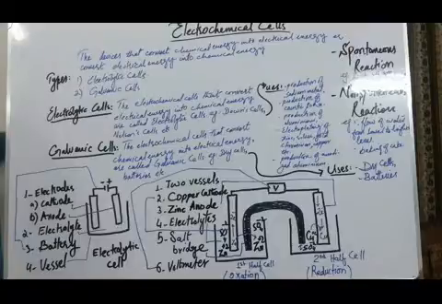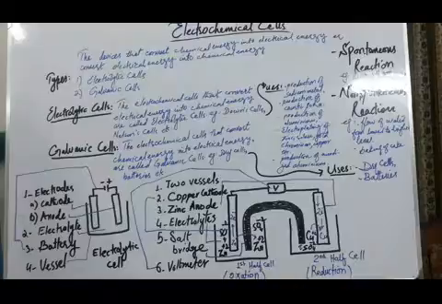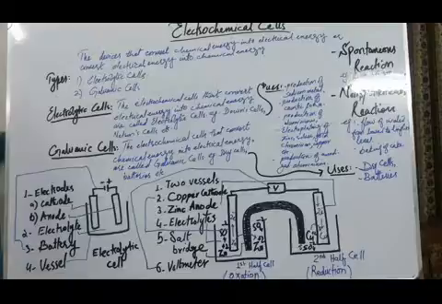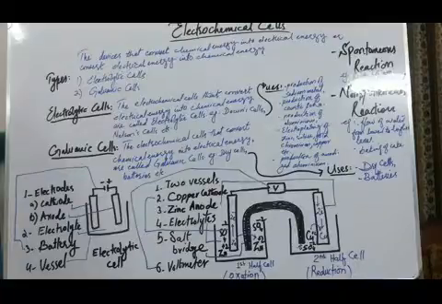Electrochemical cells are those cells in which there is a relationship between chemical energy and electrical energy. That is, in these cells, chemical energy is converted into electrical energy, or electrical energy can be converted into chemical energy. Chemical energy could be in the form of a substance, that could be an element, and electrical energy means electricity.